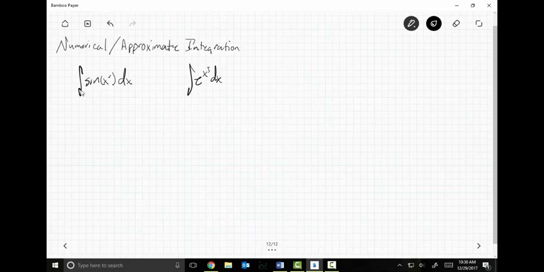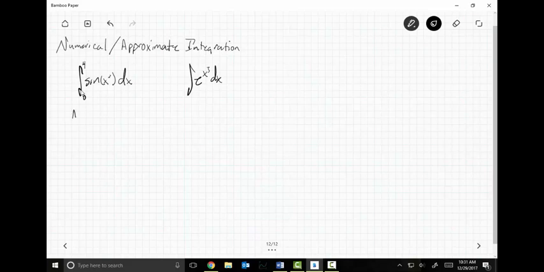All right, so let's keep it simple. I'm going to take the integral from 0 to 4 of sine of x squared dx. Now, there are 3 main techniques for doing a numerical or approximate integration.